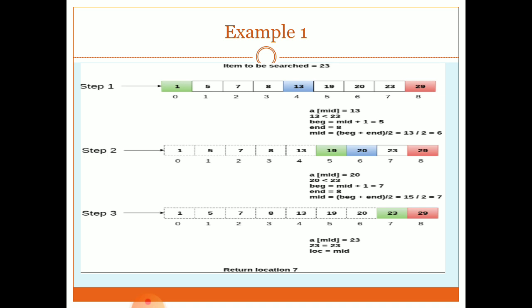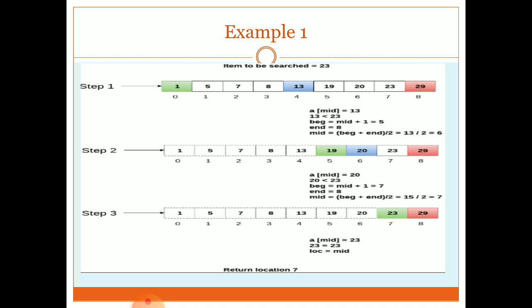Okay, now we will see one example. In that example, see, here one array is given with the particular elements 1, 5, 7, 8, 13, 19, 20, 23 and 29. So first of all, I will set the beginning position at position 0 with the element 1, and the end I will set at position 8 with the given element 29. Correct? Then I will find the middle positional element.